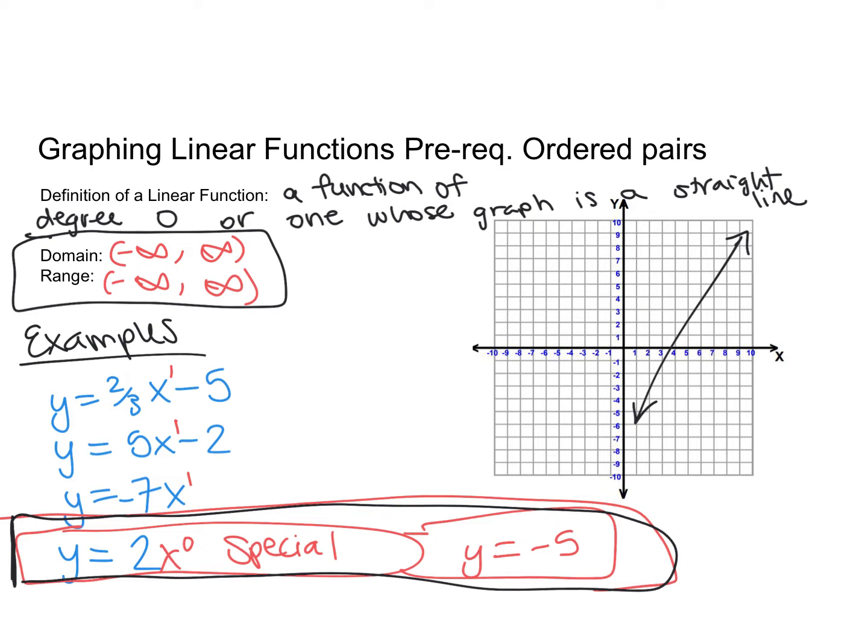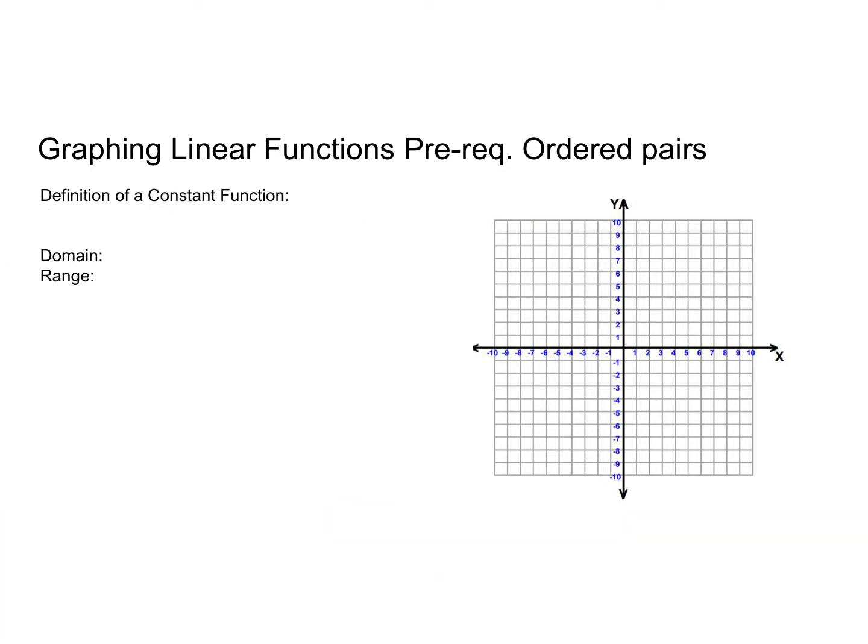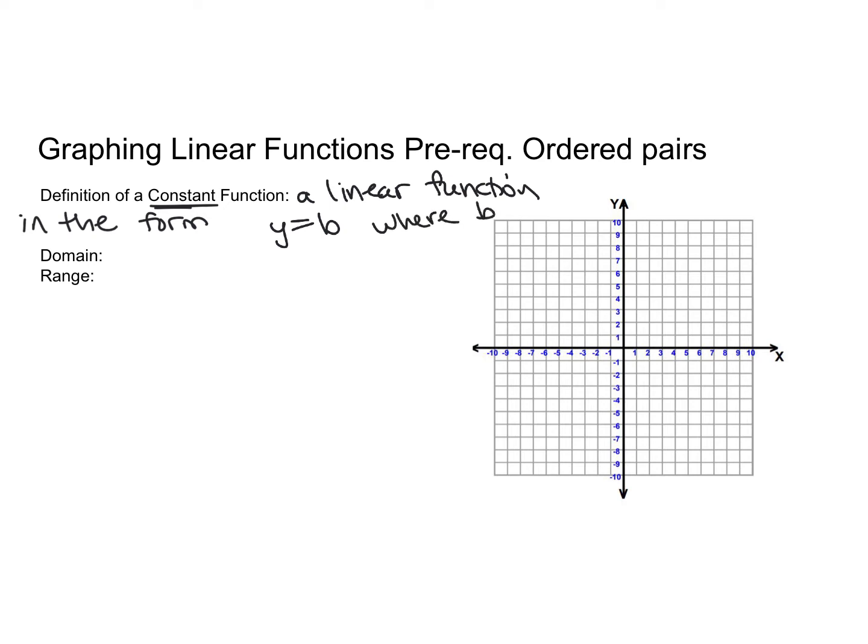Okay, so let's go ahead and move into that special function. That is called a constant function. So a constant function is a linear function, but it's special because it's constant. It's a linear function in the form y equals b, where b is a y-intercept.